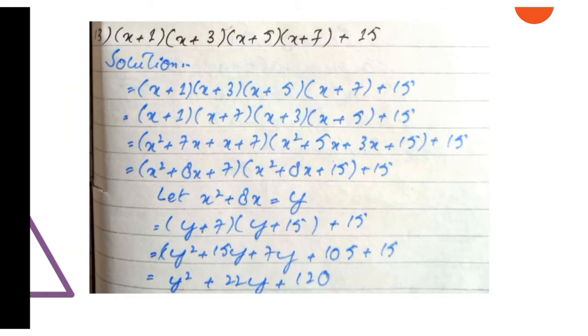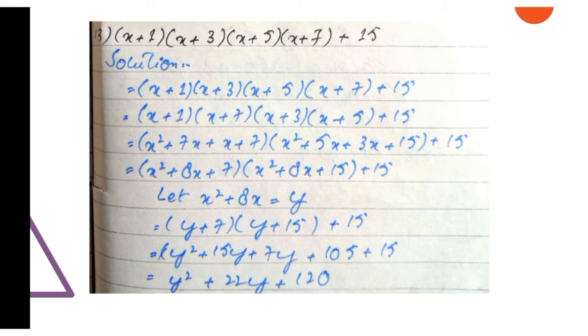Now question number 3 is (x + 1)(x + 3)(x + 5)(x + 7) plus 15. This question is a little bit different from the previous ones. In this question you have to arrange these brackets first. So first we wrote x + 1 and then x + 7, then x + 3 and then x + 5. Why did I do this? Because the sum of 1 and 7 is 8, and the sum of 3 and 5 is also 8. That's why I have arranged these terms first.